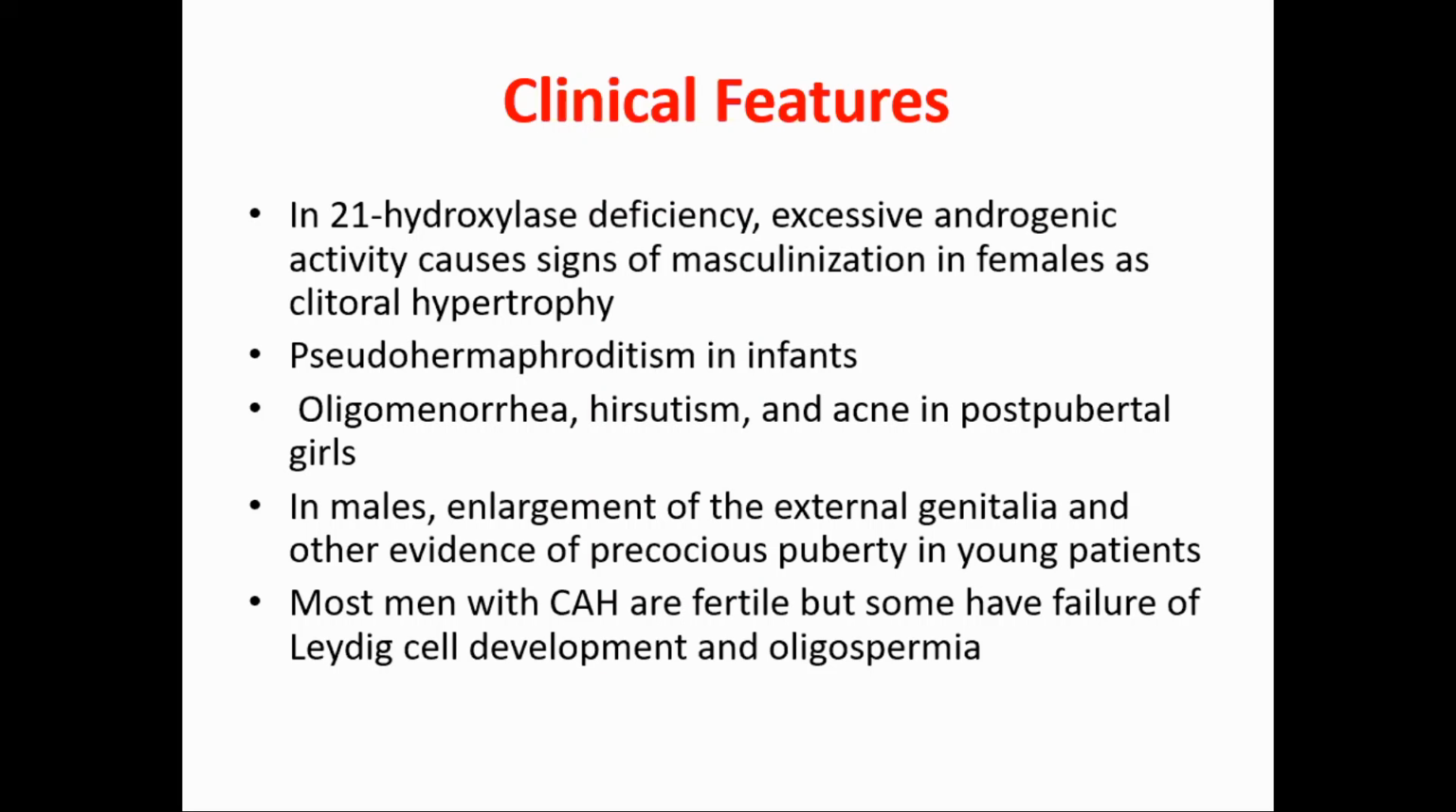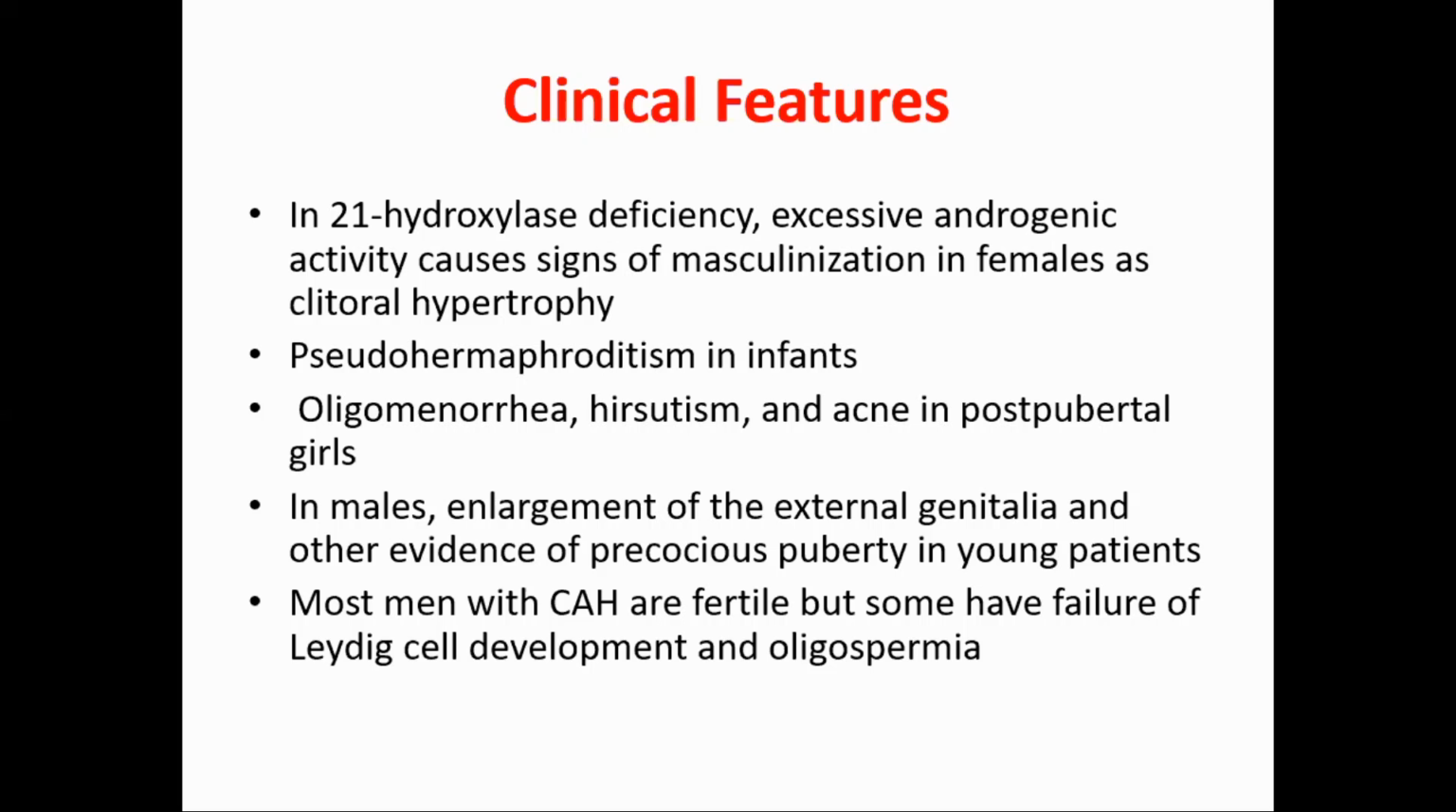So what happens is that this enzyme is mostly associated with the production of cortisol and mineralocorticoid. When this enzyme is deficient, the sex steroid hormone, that is androgen, becomes hyperactivated. What happens when androgenic hormone is excessive? In females, there may be features of masculinization such as clitoral hypertrophy, or the female may present with oligomenorrhea, hirsutism, and acne. A pseudo-hermaphrodite infant may be seen at birth, not a true hermaphrodite, but a pseudo-hermaphrodite.